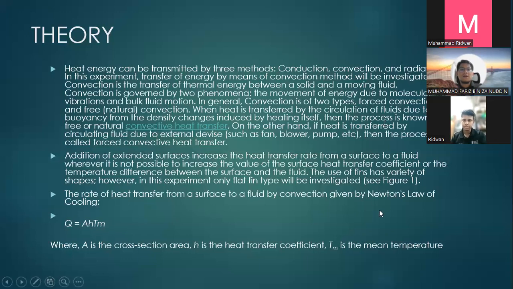The rate of heat transfer from a surface to a fluid by convection is given by Newton's law of cooling, Q = A h Tm, where A is the cross-section area, h is the heat transfer coefficient, and Tm is the mean temperature.